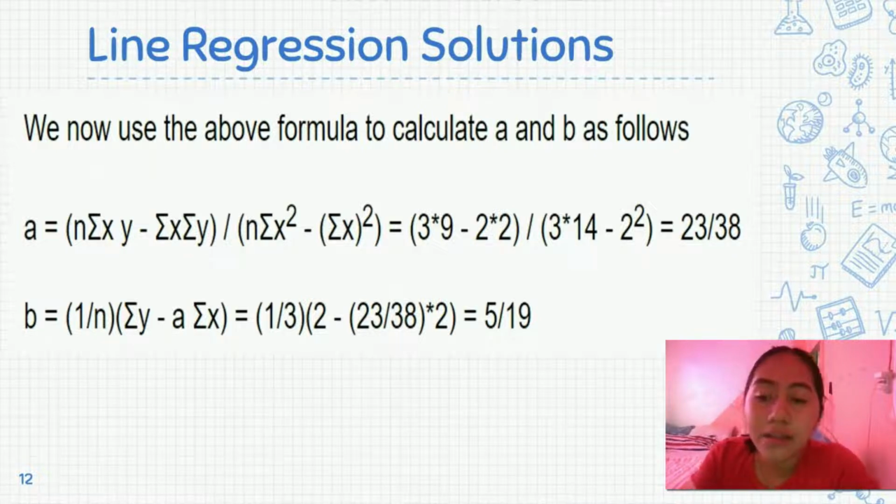And then to calculate b, we are going to use the formula 1 over n times the summation of y minus a, the answer in a, times the summation of x. And then that will be 1 over 3 times 2 minus 23 over 38, the answer in a, times 2, and then the answer will be 5 over 9.